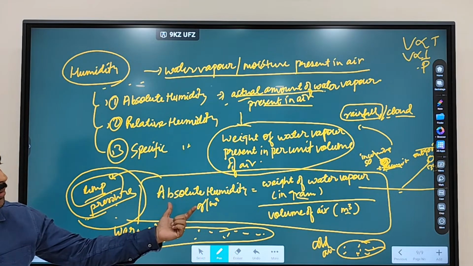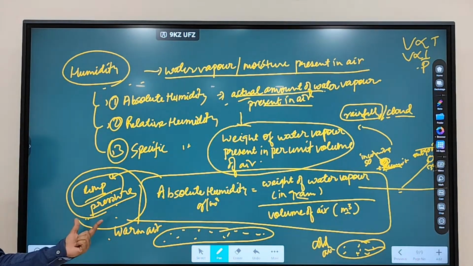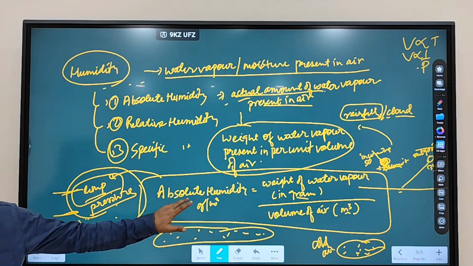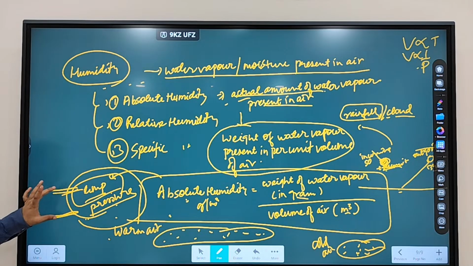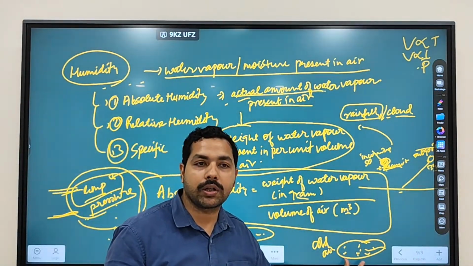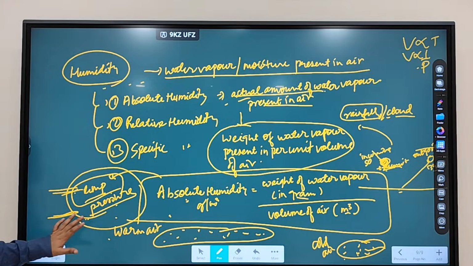How do you measure absolute humidity? Weight of water vapor in grams divided by the volume of air. And temperature and pressure are the ones deciding how much moisture air can hold. Clear? Warm air can hold more moisture, cold air can hold lesser moisture. So what is deciding how much moisture air can hold? Temperature and pressure. Fine. Any doubt regarding this particular part?